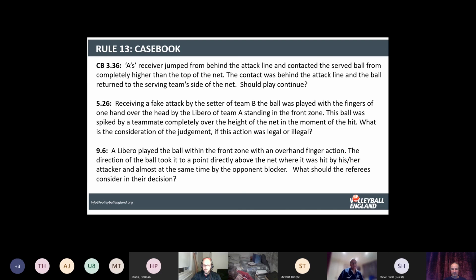Next one. Team A's receiver jumped from behind the attack line and contacted the served ball from completely higher than the top of the net. The contact was behind the attack line and the ball returned to the serving team's side of the net. Should play continue?